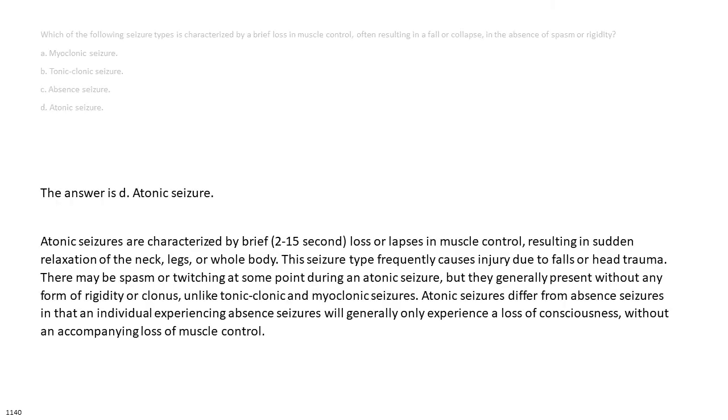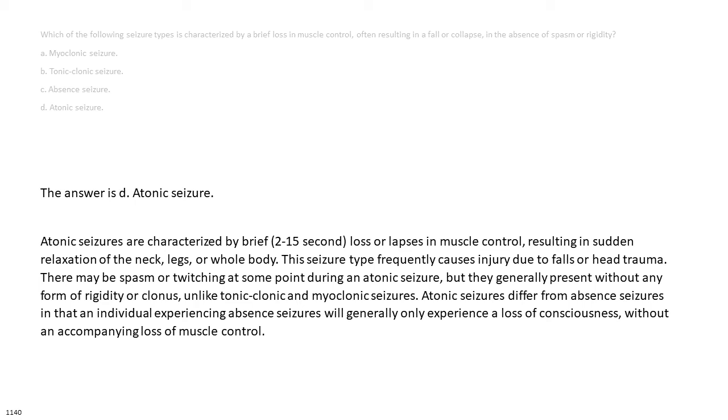The answer is D. Atonic seizure. Atonic seizures are characterized by brief, 2 to 15 second, loss or lapses in muscle control, resulting in sudden relaxation of the neck, legs, or whole body. This seizure type frequently causes injury due to falls or head trauma. There may be spasm or twitching at some point during an atonic seizure, but they generally present without any form of rigidity or clonus, unlike tonic-clonic and myoclonic seizures.